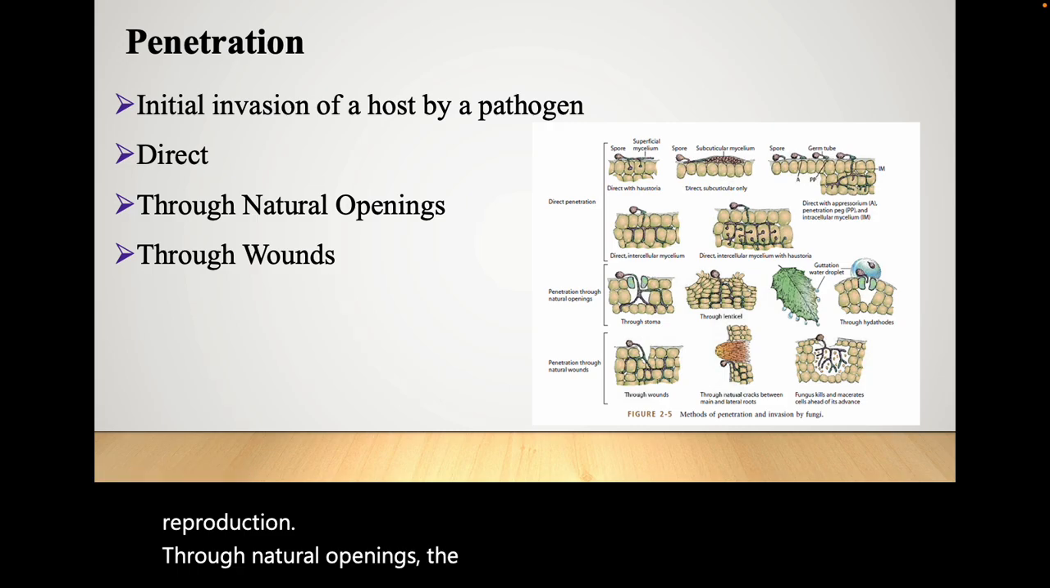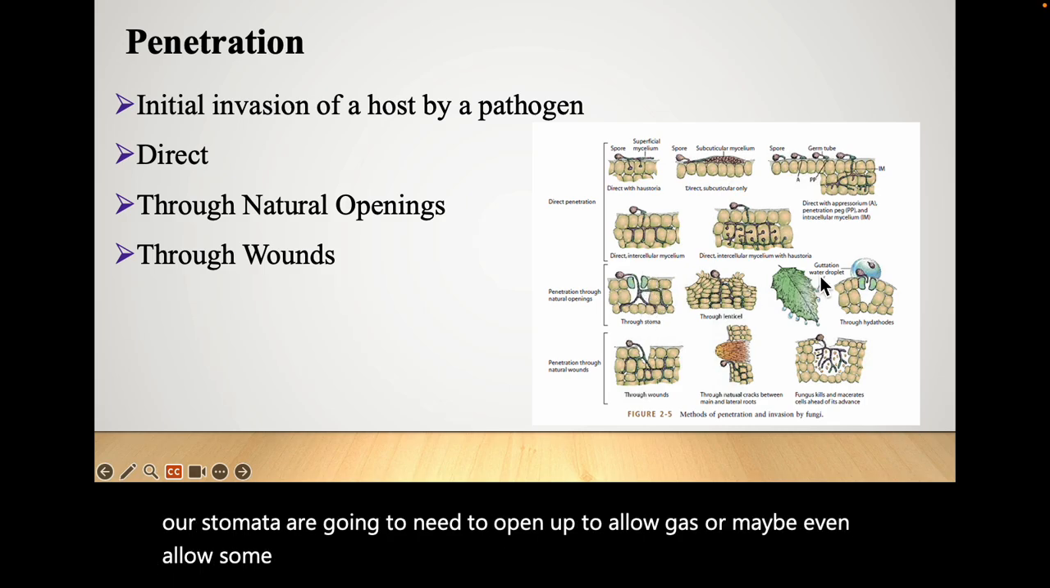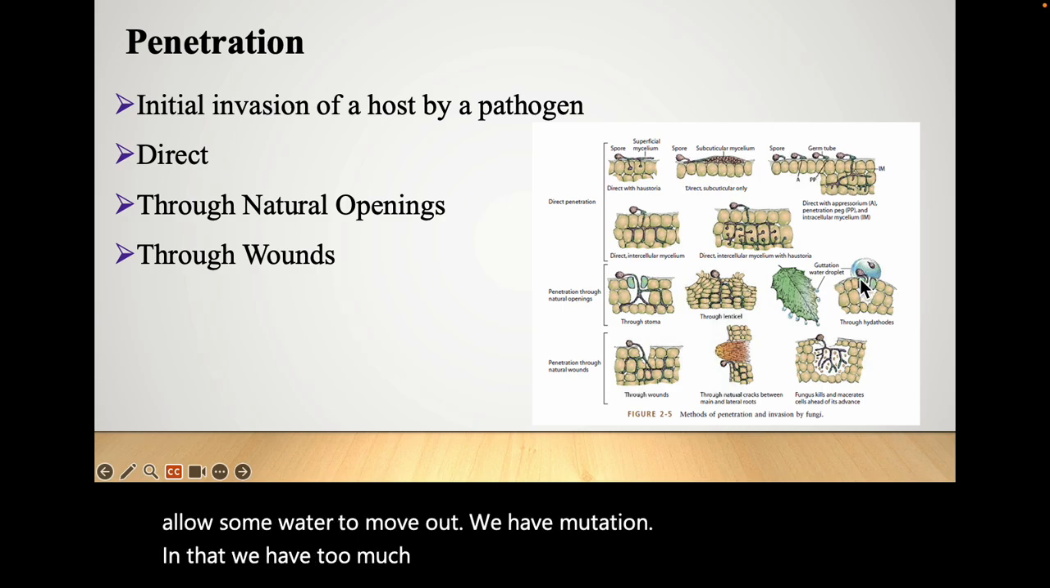Next is through natural openings, the stomata. And so remember that our stomata are going to need to open up to allow gas, or maybe even allow some water to move out. We have guttation, in that we have too much water in the plant and it has to get rid of some of that. Maybe you've seen this.